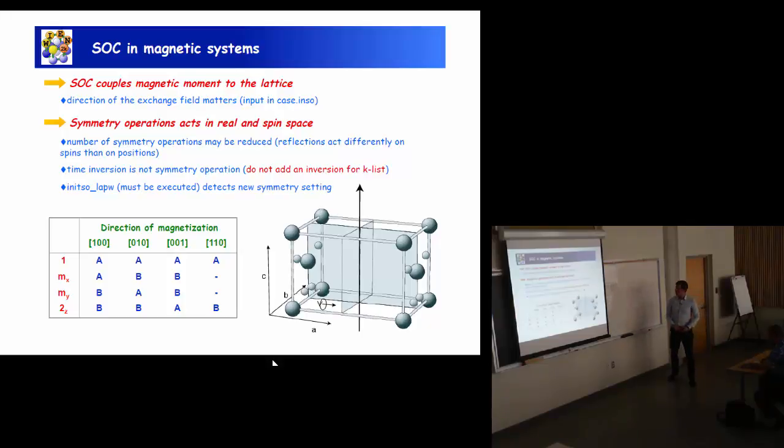As I was saying, we are doing spin orbit calculation using the second variational, and we do not take into account the off-diagonal terms, so we have to use a magnetization axis, and it will have a strong consequence on the symmetry of your system. So WIEN2k, when you are using init_so, will find the new symmetry related to the magnetization axis, and will propose to you a new setting. If you don't do that carefully, you will do a stupid calculation, because the symmetry will depend on that. So here is the table which gives you the relation between the different symmetry axes and mirrors, and how it impacts the spin.